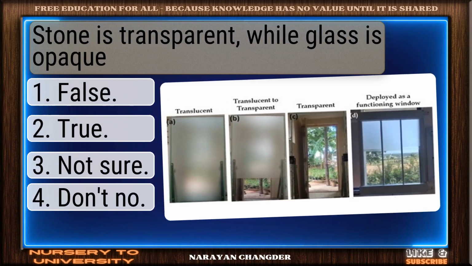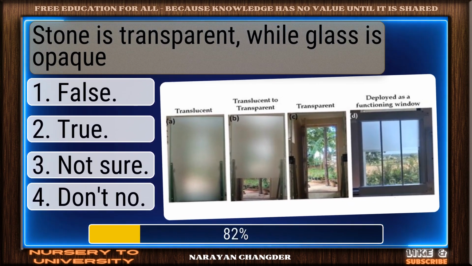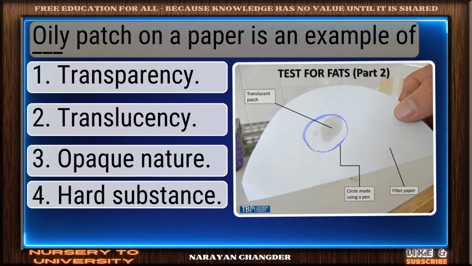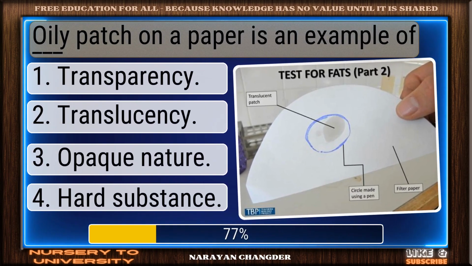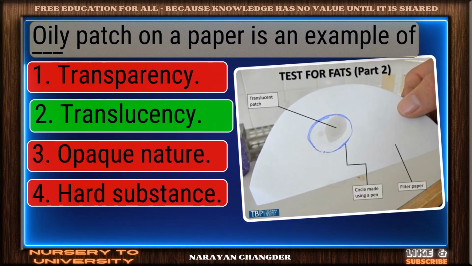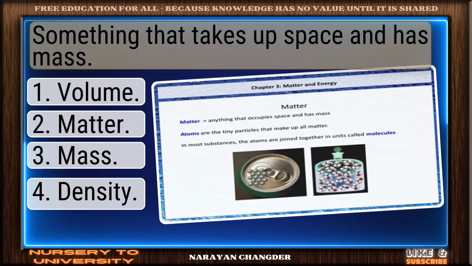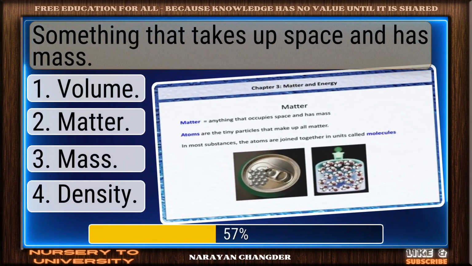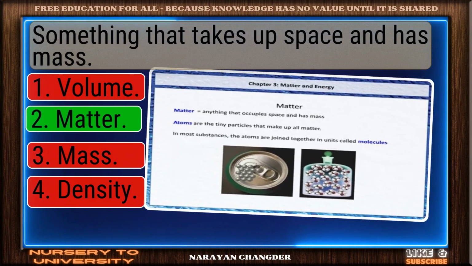Stone is transparent, while glass is opaque. Good thinking. False is the right answer. Only patch on a paper is an example of dash. Smart move. Translucency is an accurate answer. Something that takes up space and has mass. You chose matter, and it is correct.